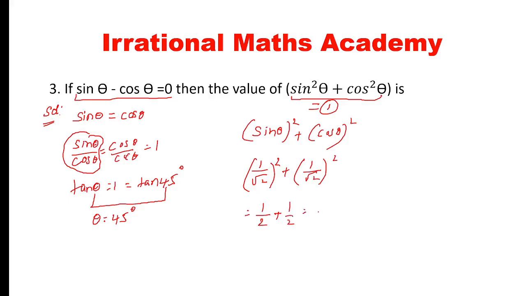Since the denominators are the same, take the common denominator and add the numerator part. 1 plus 1, so what will I get here? 2 by 2, equal to what? 1. If it is a multiple choice question, you can directly write down the answer is 1. And if they give you a 2 marks question, you can solve it by this method using this condition.